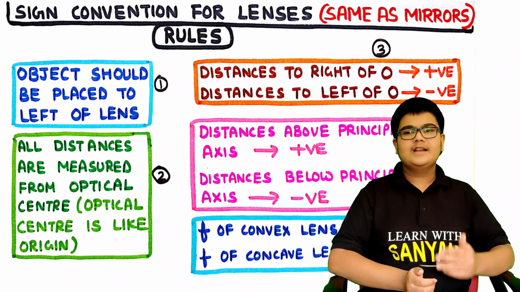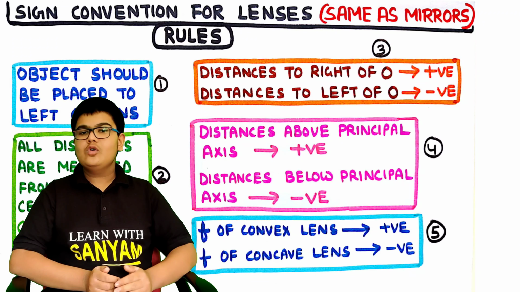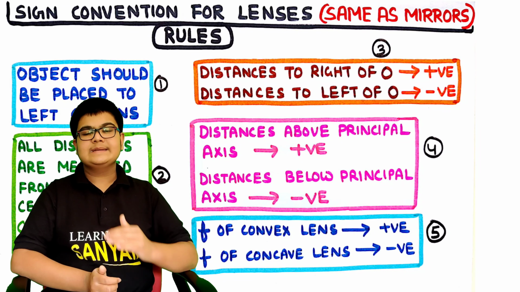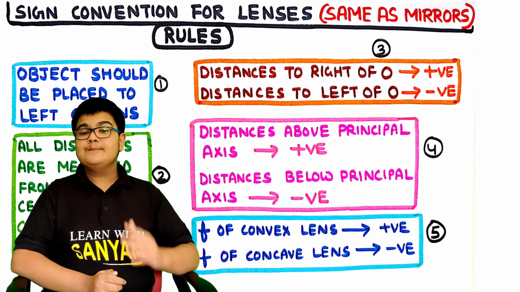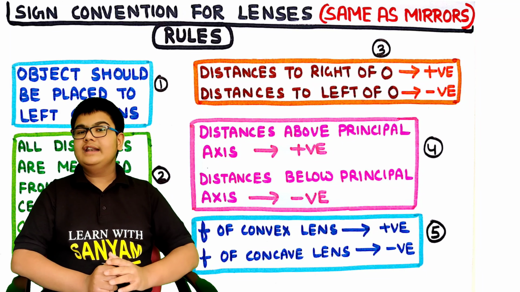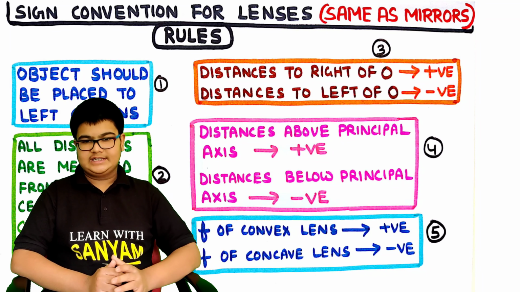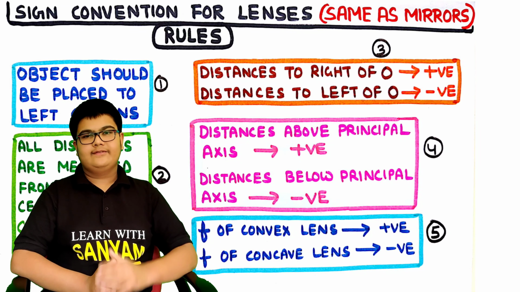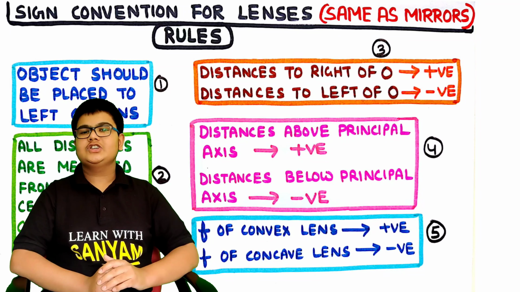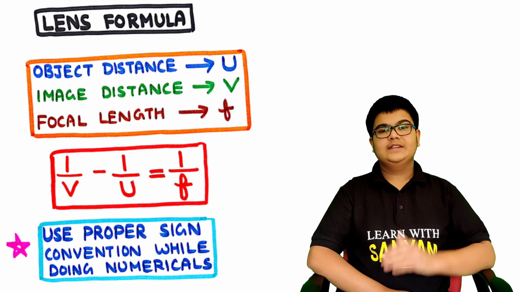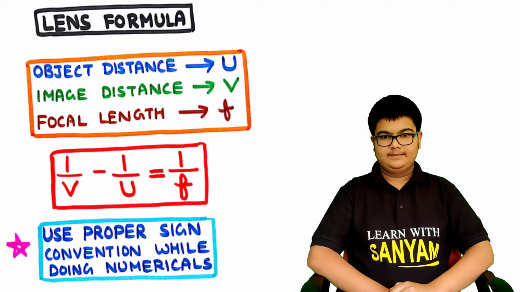And these rules are almost similar to the rules of mirrors. Also, all distances above the principal axis are positive, all distances below the principal axis are negative. Now, one important and new rule for lenses is that always the focal length of a convex lens is taken as positive and always the focal length of a concave lens is taken as negative. All these sign conventions will be used for solving numericals and you should always remember them. So let's start with the first formula, that is the lens formula.